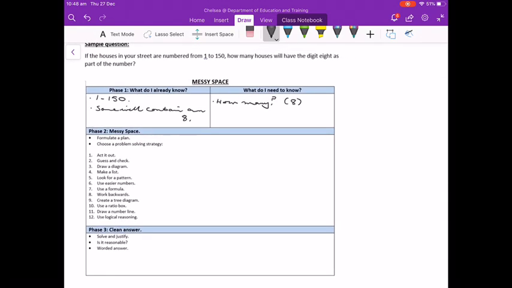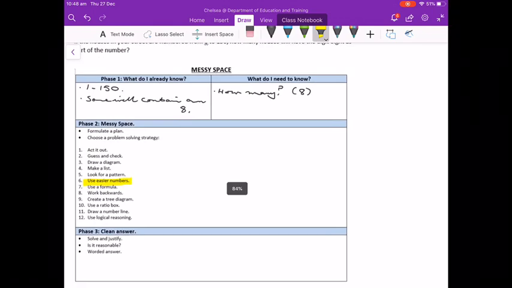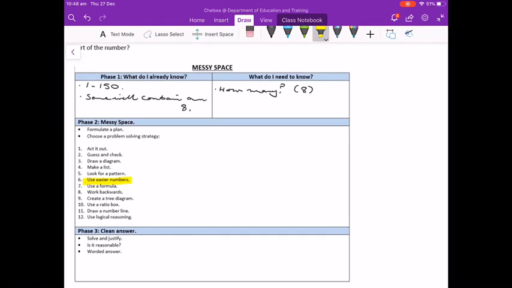Let's look at our messy space, and we are using easier numbers. Using easier numbers is a great strategy when you come across a difficult or a complicated problem. It's a great method when you can see a pattern and you can replace the large numbers for smaller numbers to make the calculations easier. It's also great for helping you identify a pattern emerging within those bigger numbers.